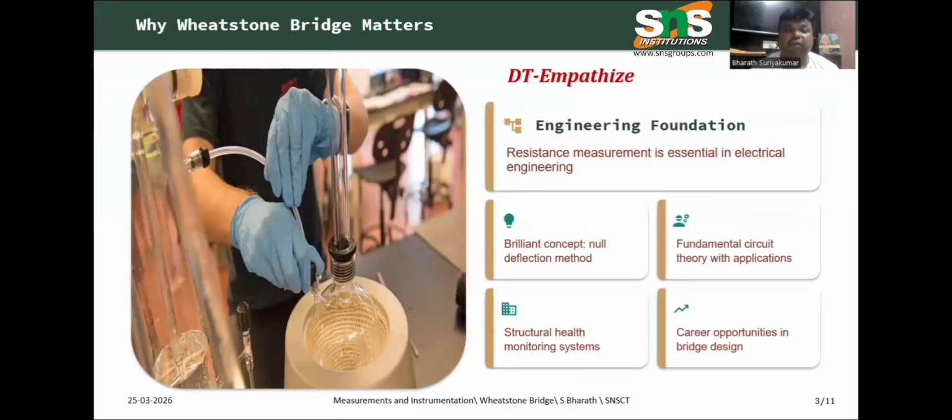Why do we need a Wheatstone's bridge? Resistance measurement is a very important part of the engineering foundation. Resistance measurement is essential in electrical engineering for many applications, resistance being the basic standard. This method uses a null deflection method. It compares with some known values and gives the value of an unknown quantity. It has fundamental circuit theory with applications, structural health monitoring systems, and career opportunities in bridge design are very high.